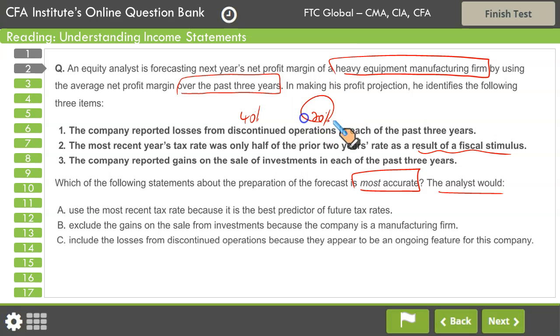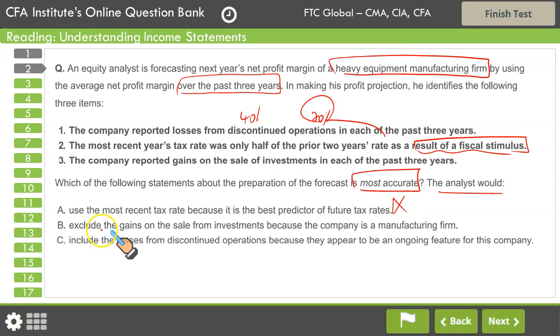Well, this 20% is maybe just for a few years, maybe just 1 or 2 years or a couple of years more. It's not going to sustain in the long run. This rate, half of the regular rate, is just a temporary fiscal stimulus and it should not be used for longer run projections. So this is not the right option.